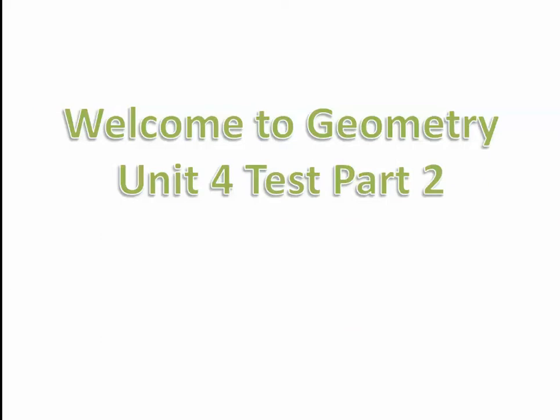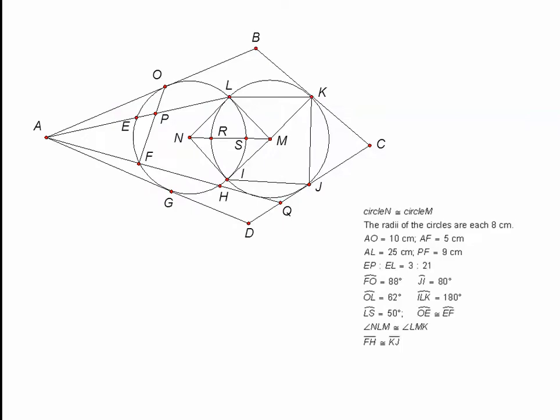Okay, now we're going to go over a review for the Unit 4 test, Part 2. It's kind of hard. Okay, it's not that the problem is hard, it's that looking at the picture is hard. They give you this huge picture with all these different circles and segments, and it's crazy, and then they give you the list of all this given information. Okay, this is what is on the Unit 4 Part 2 test.